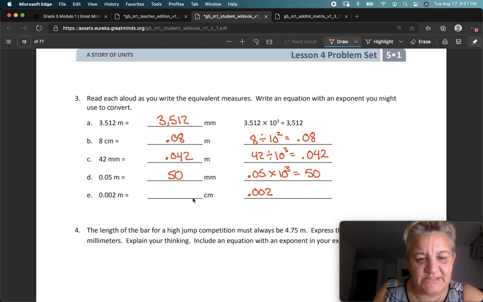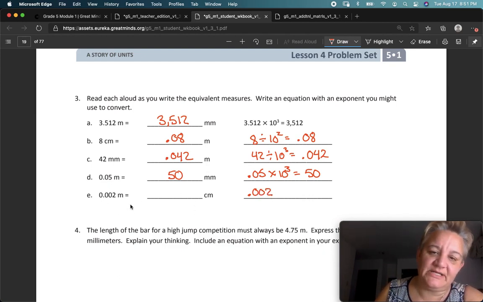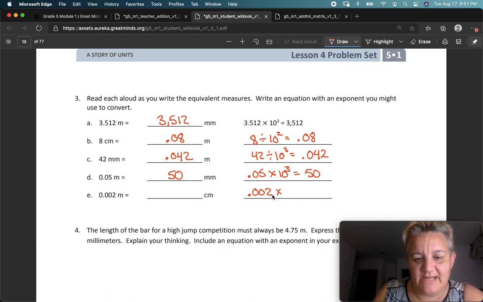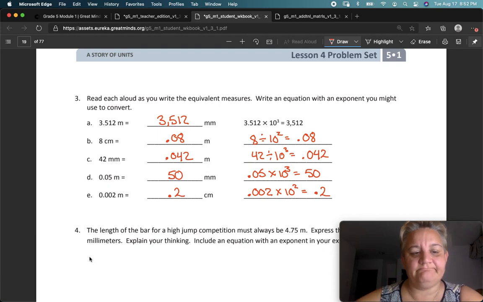Next one, meters to centimeters. So we're going from a bigger unit to a smaller unit. That means I'm going to multiply, right? Because it's a bigger unit to a smaller unit, so I'm going to multiply. And it's meters to centimeters, so I'm multiplying by 10 squared. And that means 1, 2. My new answer is 0.2 centimeters. Great.